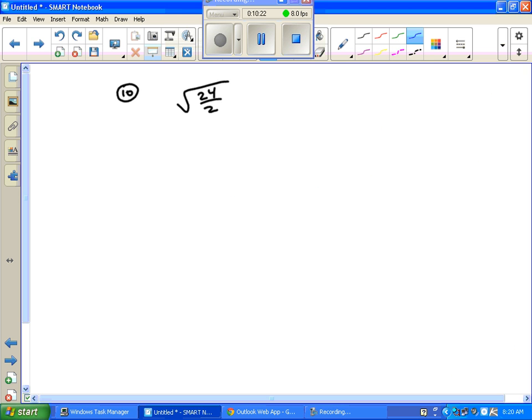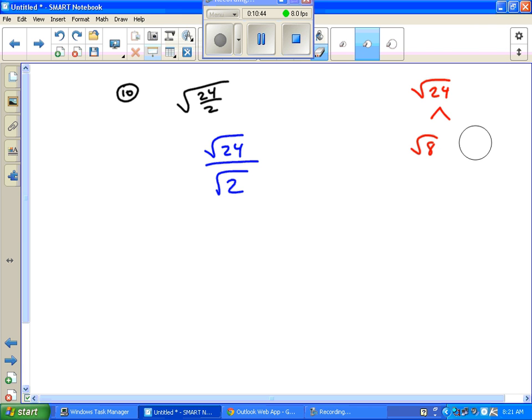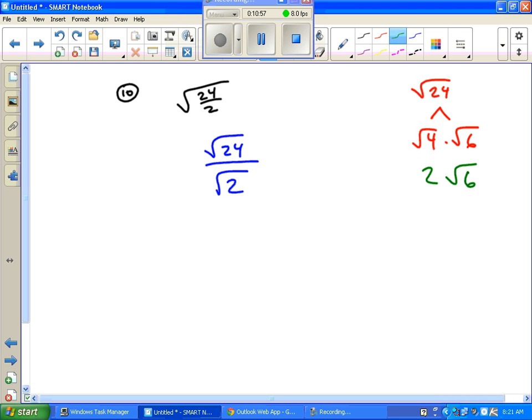Next one says the square root of 24 over 2. Again, separate it: the square root of 24 over the square root of 2. Now, there's a perfect square that goes into the number 24. I'm sorry, 8 is not a perfect square. That's a mistake I made. It's the square root of 4 times the square root of 6. 4 is a perfect square. The square root of 4 means what times itself is 4? That's 2 times the square root of 6.